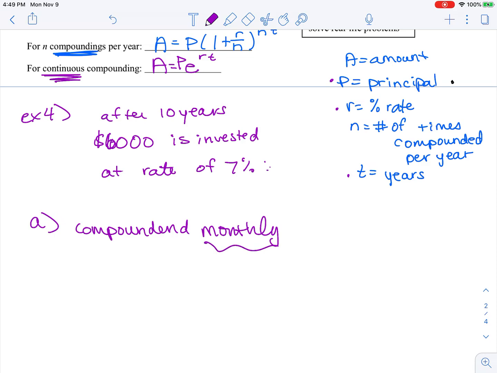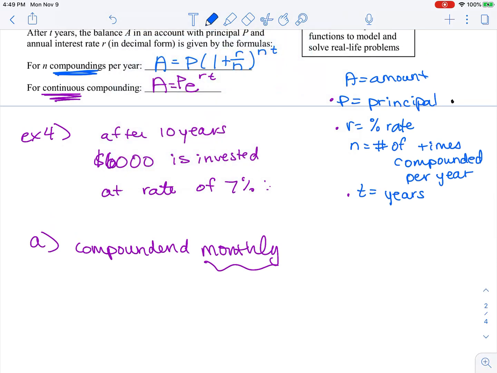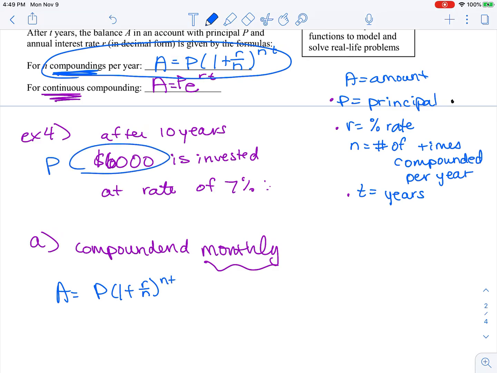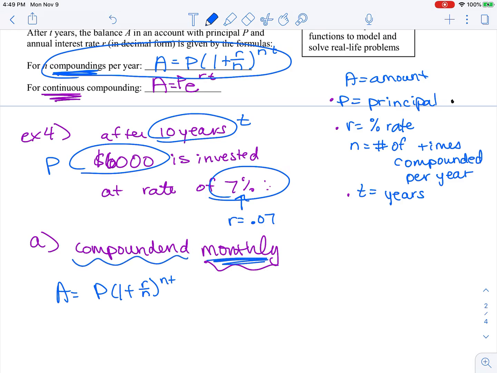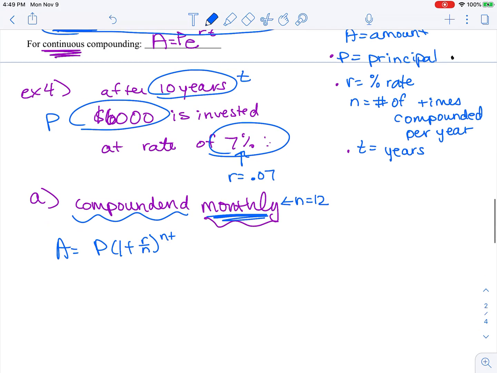So first thing I notice, if it's compounded, we're going to be using this blue compounded function right here: A equals P times 1 plus r over n to the nt. And it tells me 6,000 is how much we invested. That's P. Our interest rate is 7%, so r equals 0.07 because that's in decimals. And then t is our time in years. For part A, this is compounded monthly. There's 12 months in a year, so we know that n equals 12.